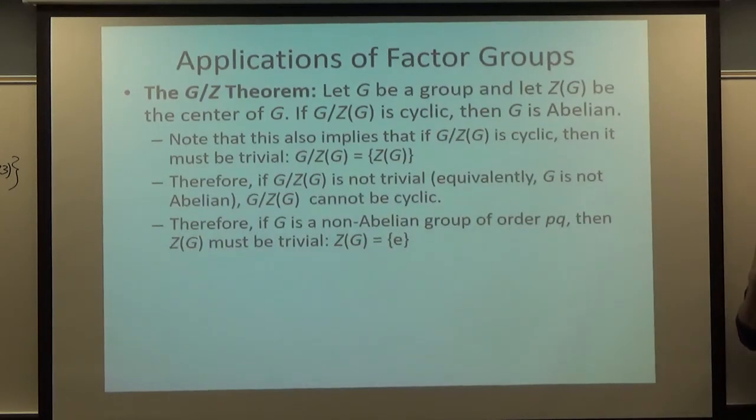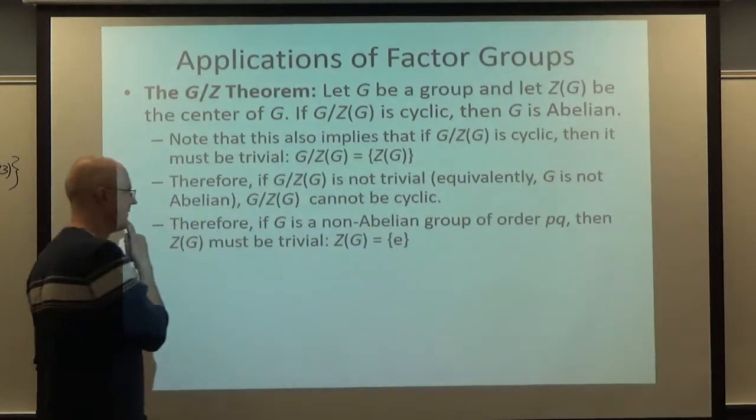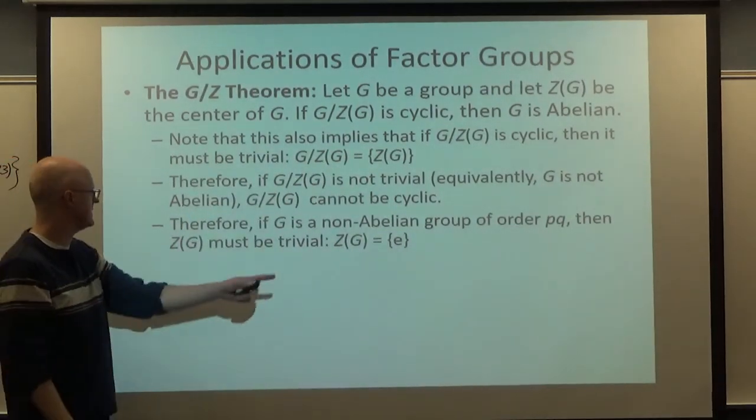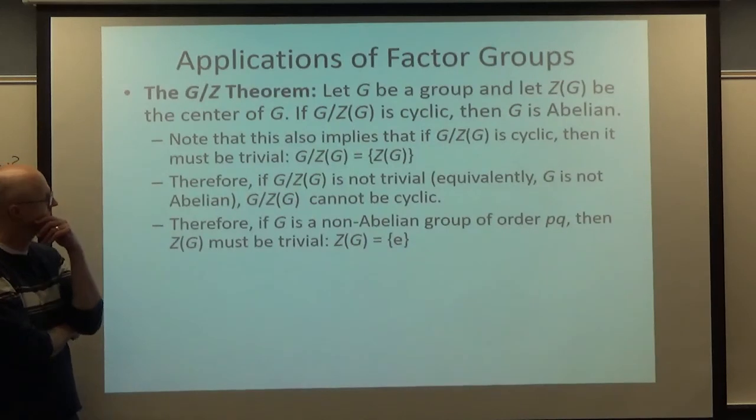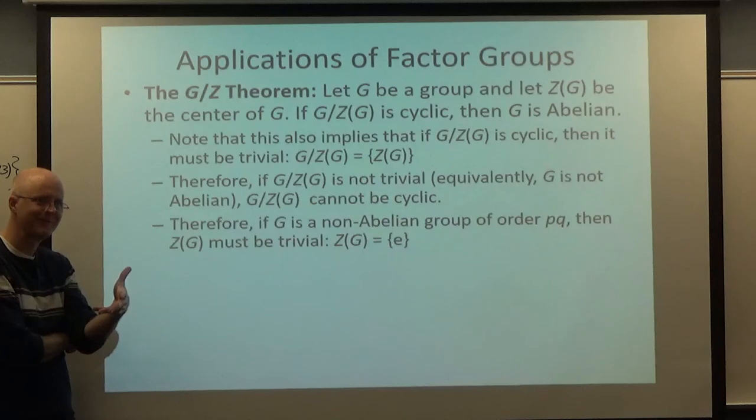And therefore, as an application of this, if G is not abelian of order the product of two primes, p and q, then the center must be trivial. Because if the center were non-trivial, it would have to have order p or order q. If it had order p, the factor group would have order q, which means it would be cyclic. That can't happen. That's an interesting thing worth noting as well. These are applications to group theory itself, not necessarily thinking about real life application.